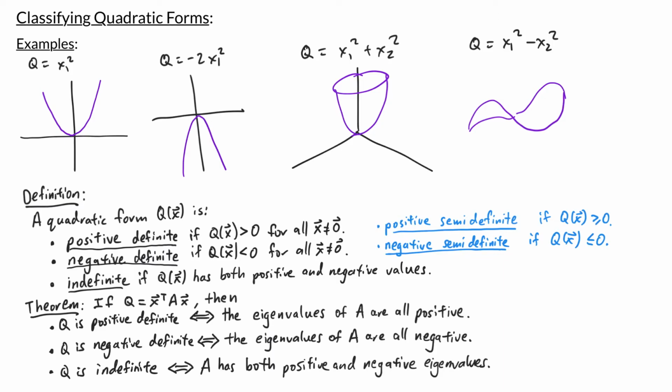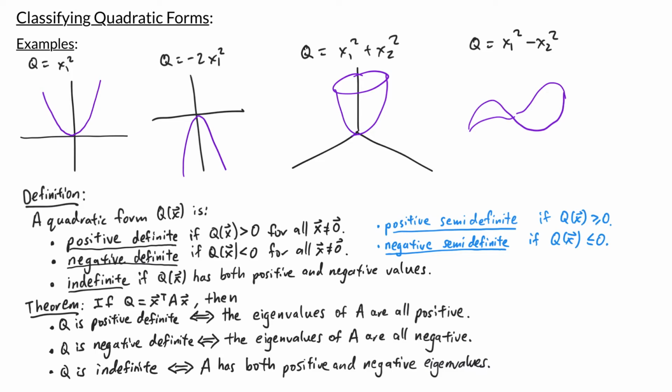If q can be written as x transpose times A times x, where A is a symmetric matrix, then we say that q is positive definite if and only if the eigenvalues of A are all positive. Q is negative definite if and only if the eigenvalues of A are all negative. And finally, Q is indefinite if and only if A has both positive and negative eigenvalues.